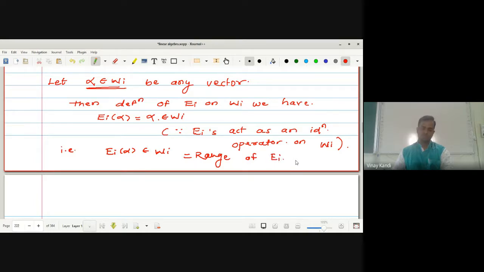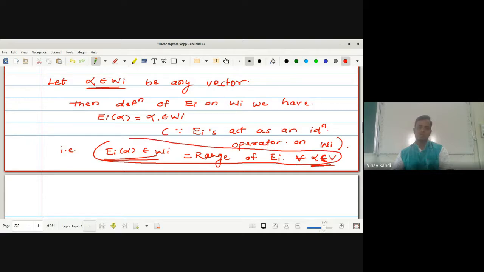Okay, for this statement true for alpha belongs to W, and this statement is true for all alpha belongs to V. When will this statement be true for all alpha belongs to V? It is for V, so it will certainly hold for Wi. This statement is true for all alpha belongs to V. Why?